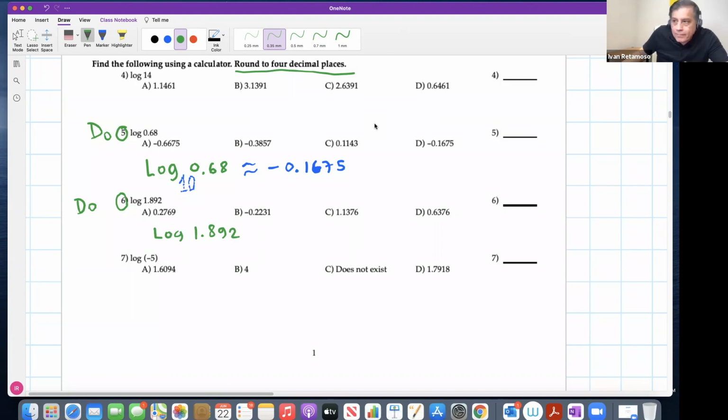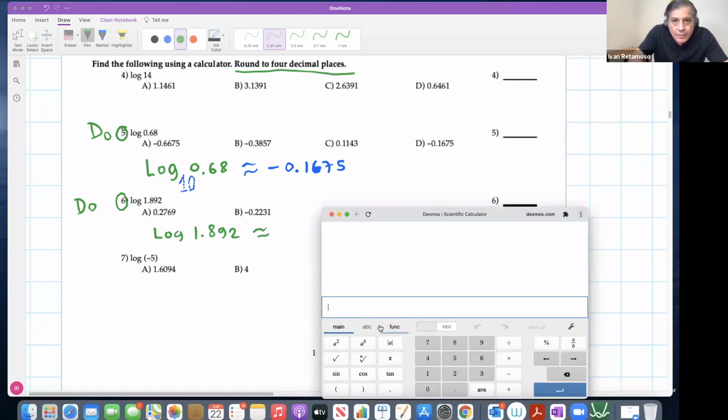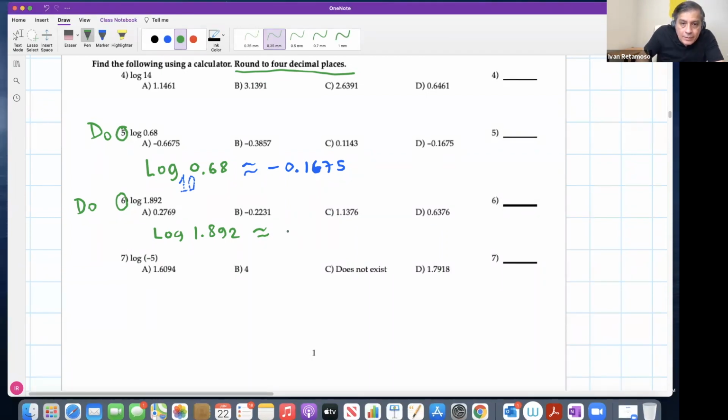Very good. Excellent, right? This time, if we use our scientific calculator or our Desmos calculator, log of 1.892 is simply equal to 0.2769, rounded to 4 decimal places. Great, excellent. So this is it, right? Notice now it's positive. As I said, the output value could be a positive number or a negative number, any real number, but the input is always positive, okay?